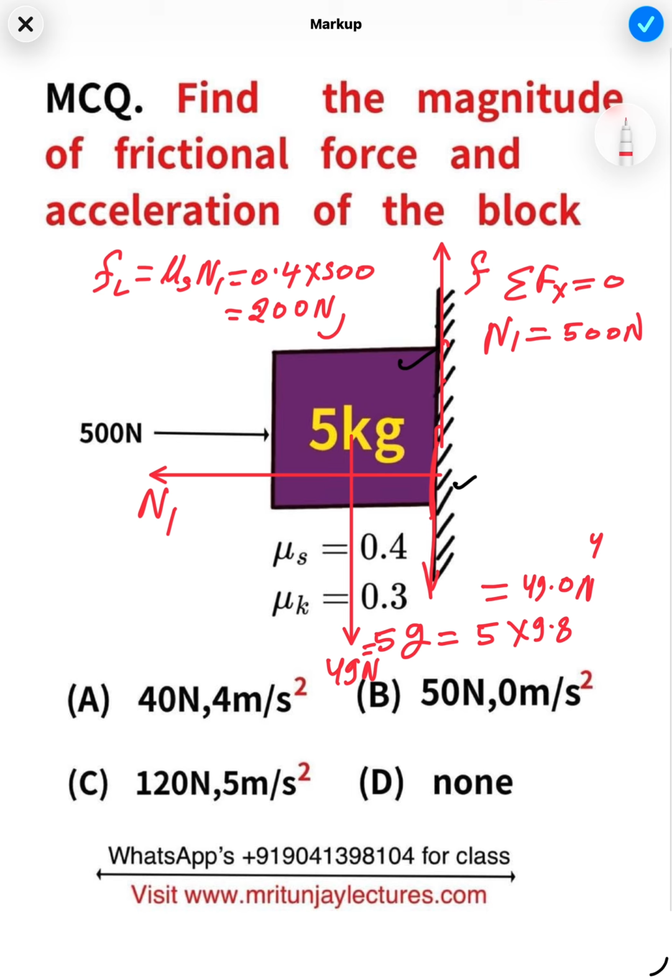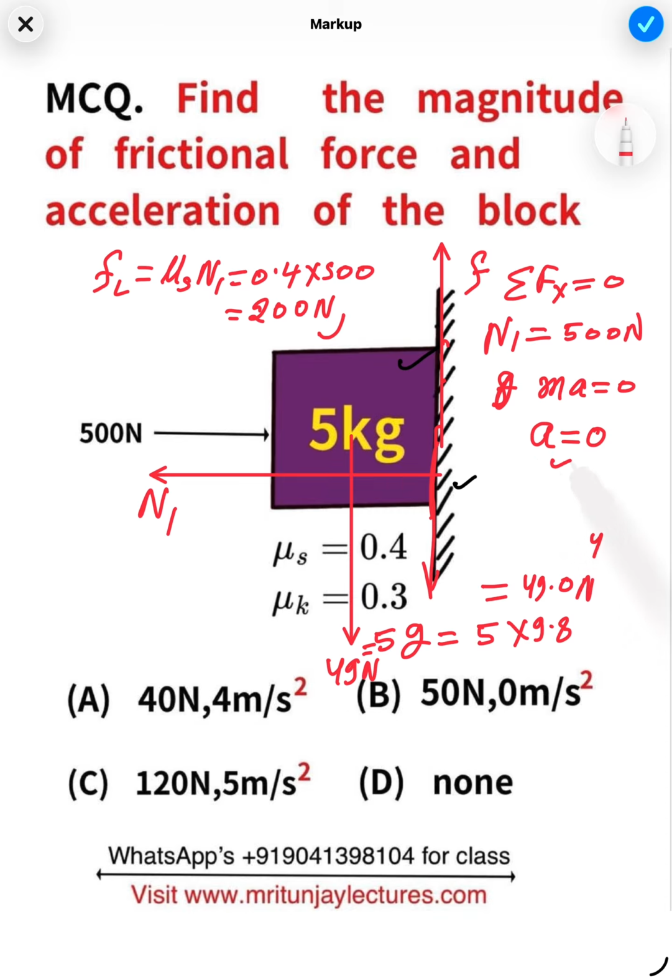Clear? So what about the acceleration of the block? 0. Okay, the acceleration of the block is how much? 0, because the net force in the y direction is 0, that's why. No movement in the y direction. So the net acceleration is 0. Okay, so the acceleration of the block is 0.